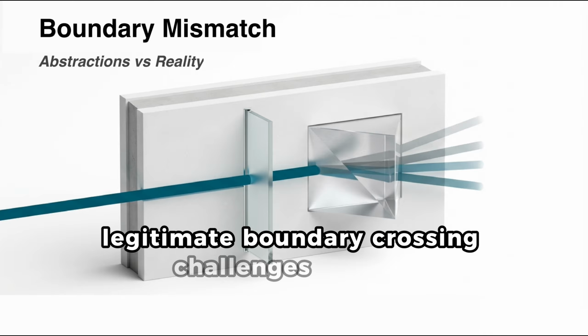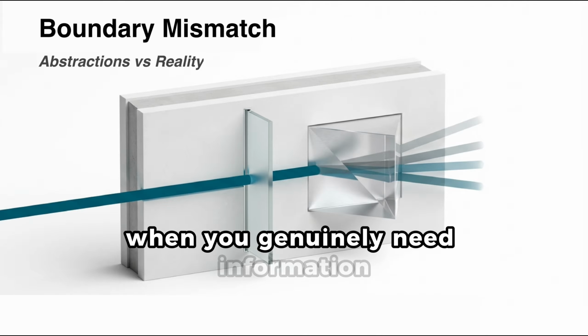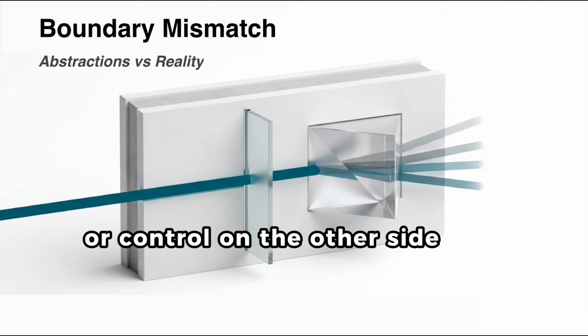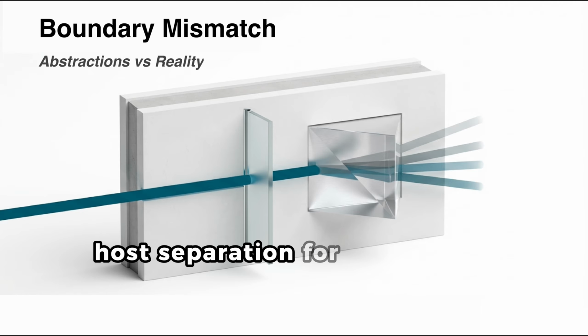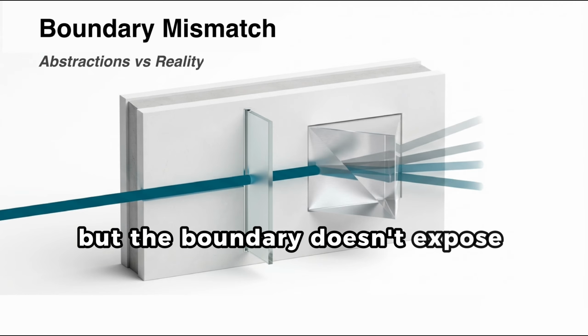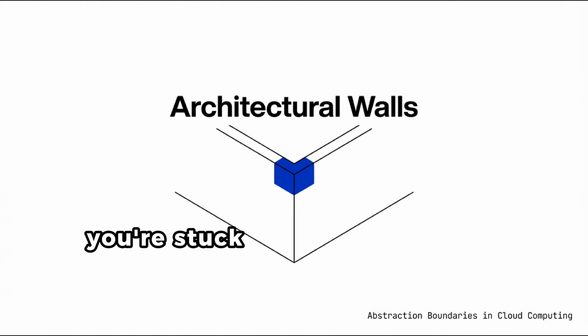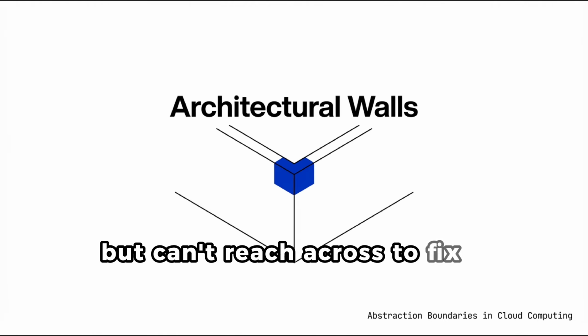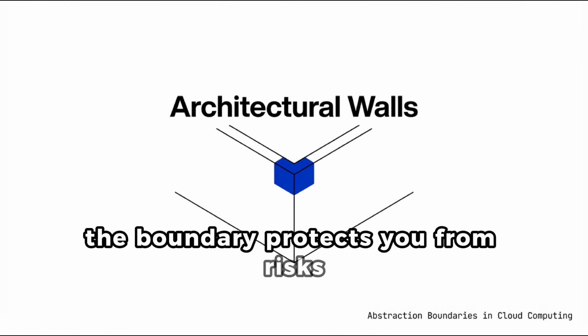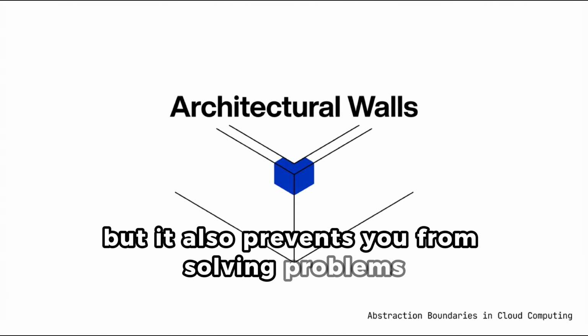Legitimate boundary crossing challenges happen when you genuinely need information or control on the other side of a boundary for valid reasons, but no interface exists for getting it. You need to verify physical host separation for compliance, but the boundary doesn't expose that information. You're stuck. Not because you're doing something wrong, but because the boundary doesn't support your use case. The most frustrating boundary problems are when you can see a problem happening on the other side of a boundary, but can't reach across to fix it. The boundary protects you from risks, but it also prevents you from solving problems.